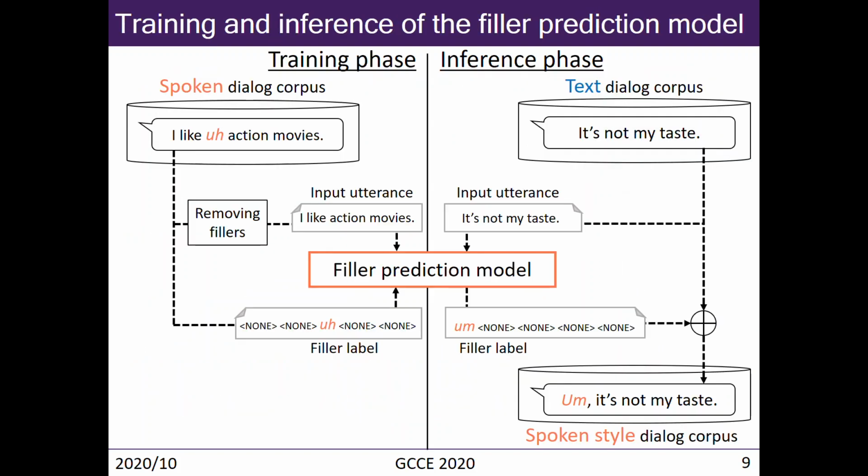A spoken dialogue corpus is used for training and evaluation. During training, a filler removed utterance is used for model input, and the corresponding filler label is used for the output. The model is trained so that it can predict the original filler for the input utterances. Then, during inference, we obtained spoken style utterances by predicting filler labels for given utterances.